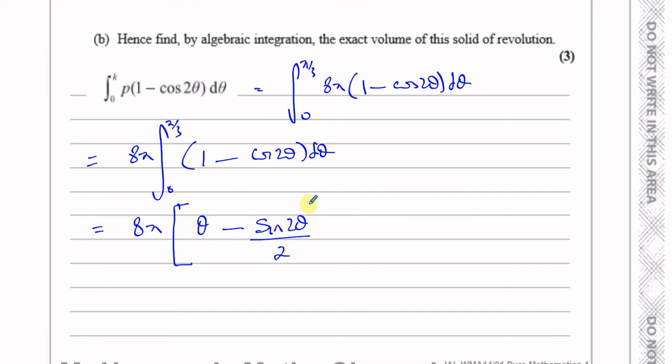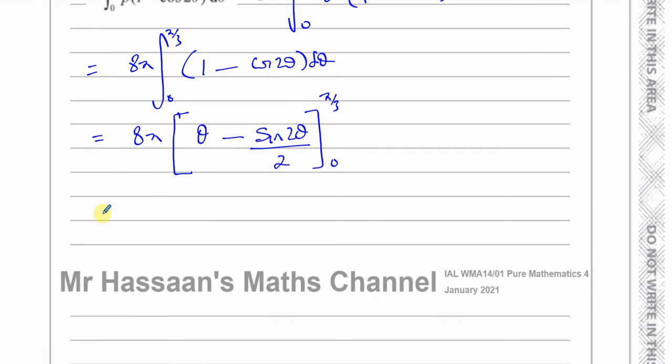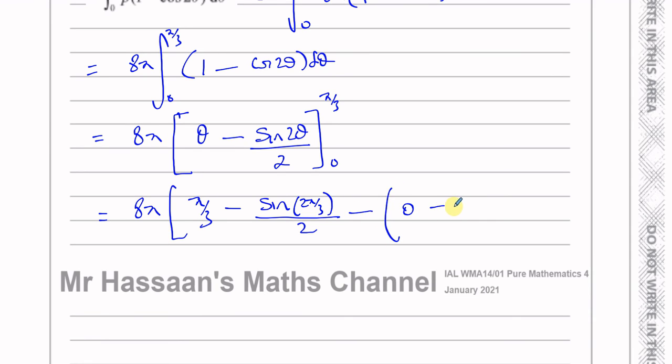Okay, and that is that, and the limits are between pi over 3 and 0. Simple as that. So now we have to just substitute those values in. So we've got 8 pi. Now we're going to have pi over 3 minus the sine of 2 times pi over 3, which is 2 pi over 3, divided by 2. And we're going to have minus, you're going to have 0 minus the sine of 0 over 2, which is 0. So it's going to just be minus 0, basically.